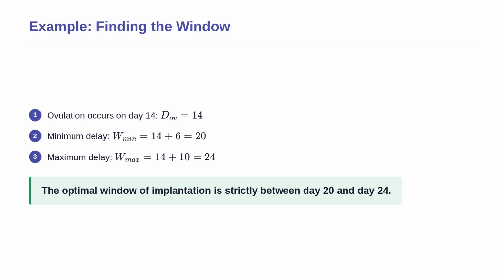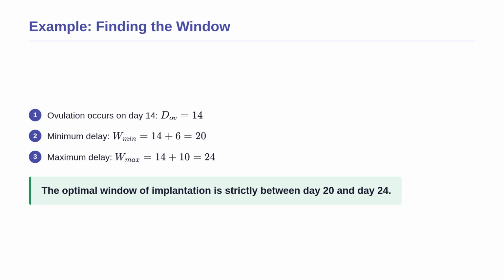Now that we have our formula, let us apply it to a real-world clinical scenario. Suppose a patient at a fertility clinic ovulates exactly on day 14 of her menstrual cycle. We need to find her receptive window. We know the biological delay is between 6 and 10 days.